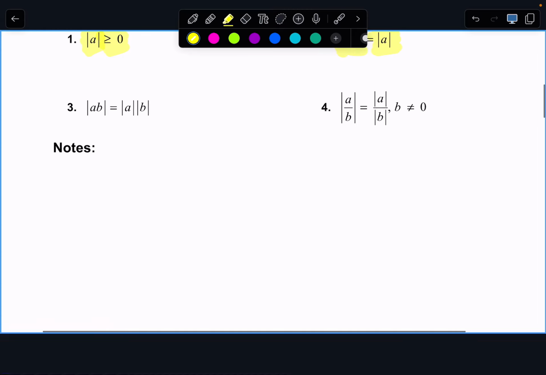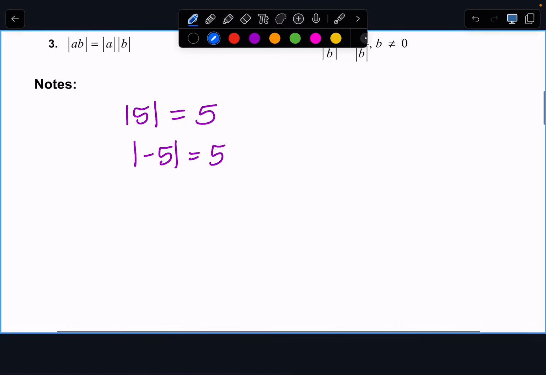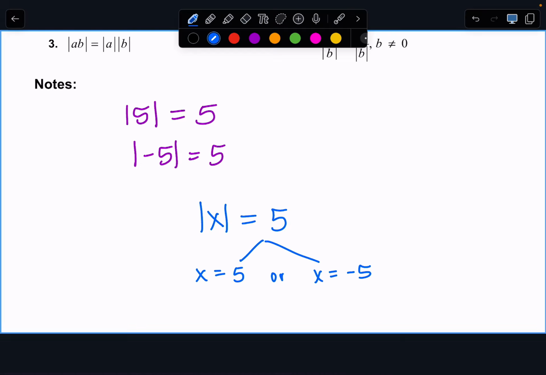Okay? Let's talk about why that is. What's the absolute value of 5? 5. What's the absolute value of negative 5? 5. Okay. So, if I had, hey, the absolute value of x equals 5, how many different answers can we have? 2. Negative 5 and 5. Okay, x could equal 5, or x could equal negative 5. Okay, so we're going to have to think about that.